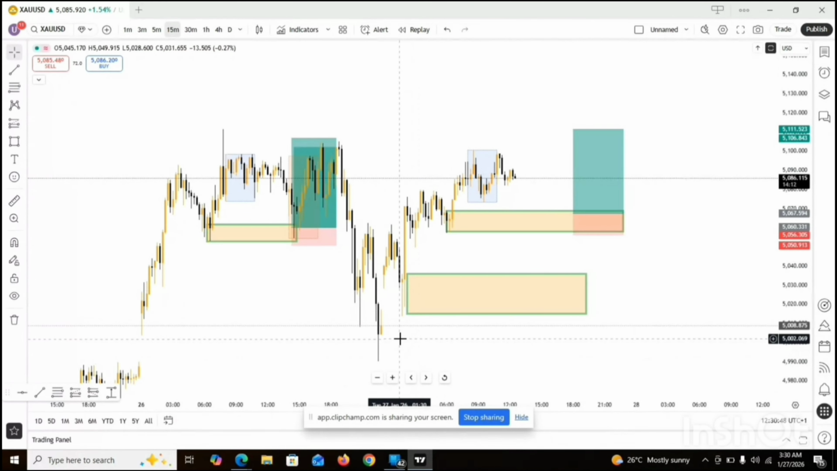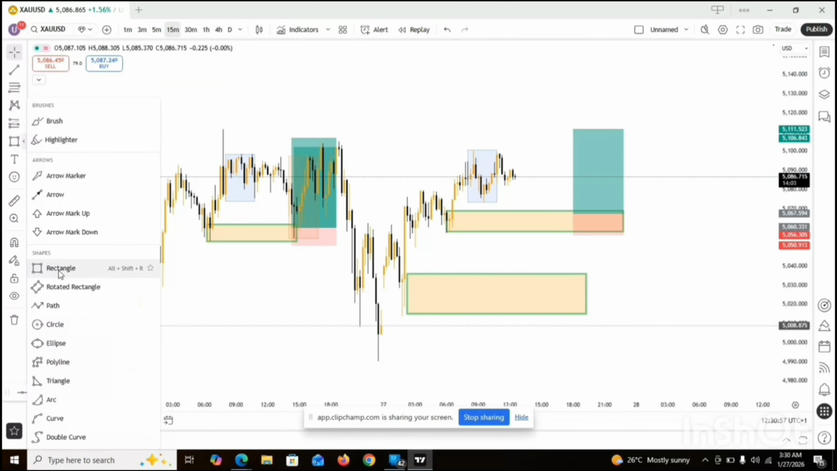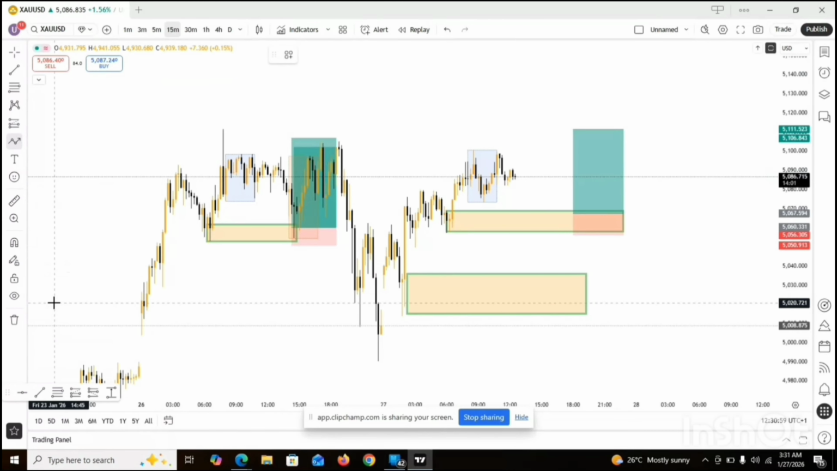So this is the 15 minutes time frame on gold, XAUUSD. I'll be looking at these two zones. I have two zones already that I marked out. I'm looking for a pullback towards this zone and then pick up a buy.